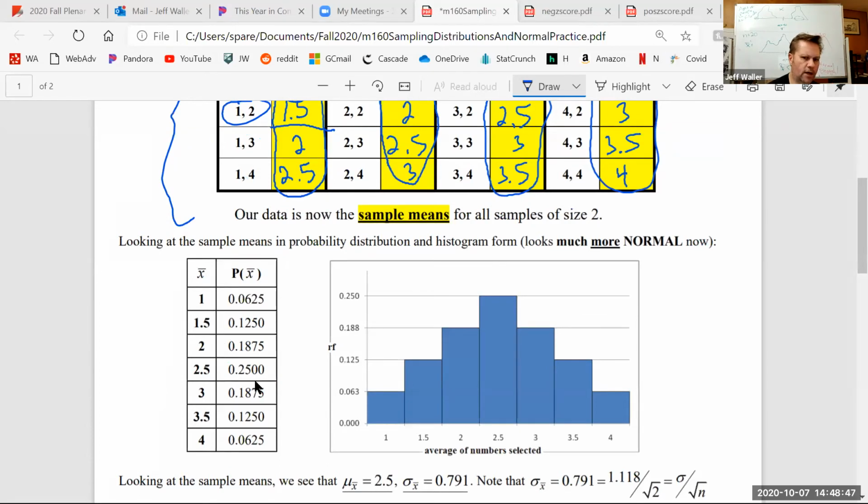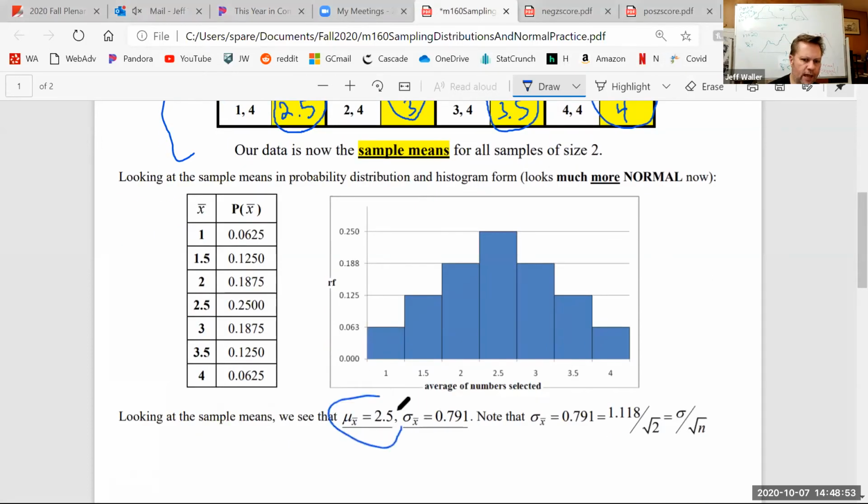Now, I want to remind you, let me show you something. Do you see down here how I calculated the average and the standard deviation, right? Let me show you how I did that.